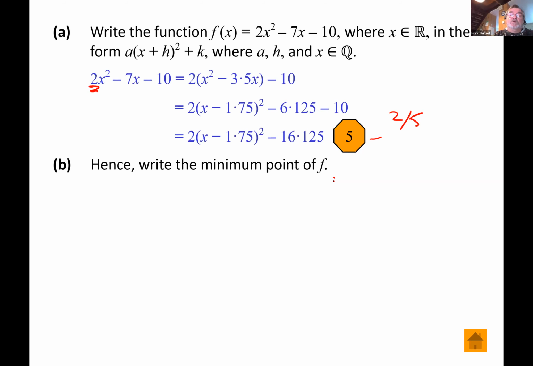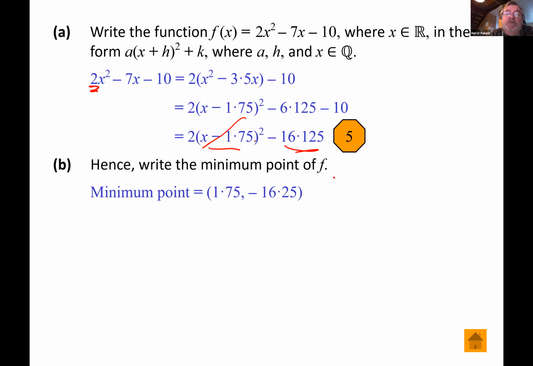So in terms of this now, sorry, I'm back. I just had to put that down so I could write a little bit nicer. So hence find the minimum point. The minimum point is going to occur when that squared bracket is equal to 0, which means the x value has to be 1.75, 7/4. Then the value of the function at that point is going to be minus 16.125. So completing the square is a great way of finding a maximum or a minimum point.